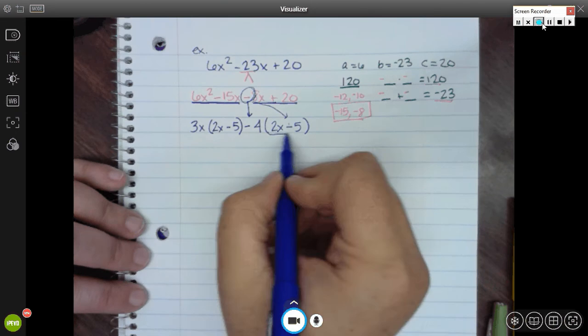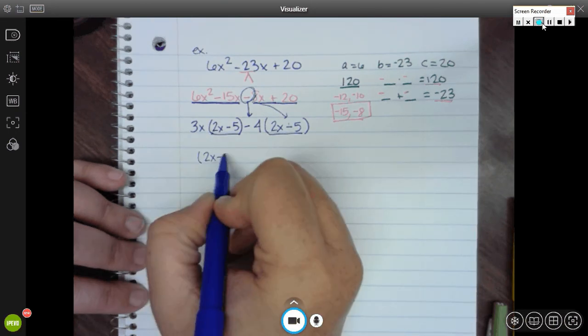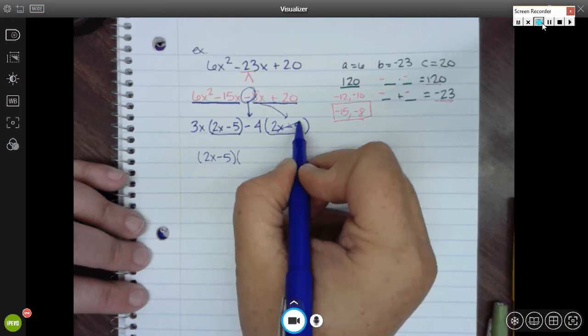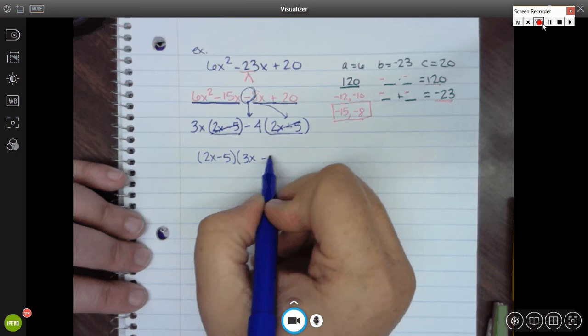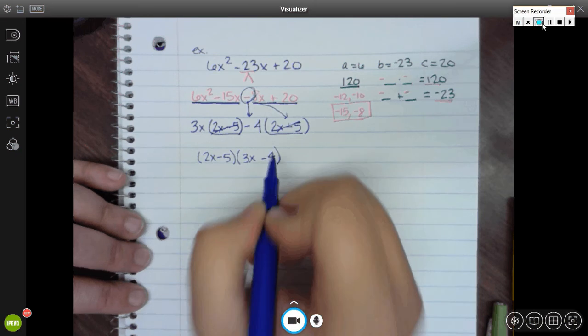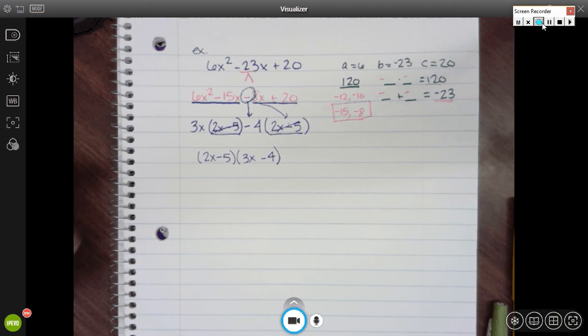Now again, here's my repeat factor of 2x minus 5. And it leaves me with 3x minus 4. Easy peasy, I hope, at least, okay? There's, of course, a little bit more to it. We got through all of this part in class, so hopefully that just kind of concreted some things in for you.